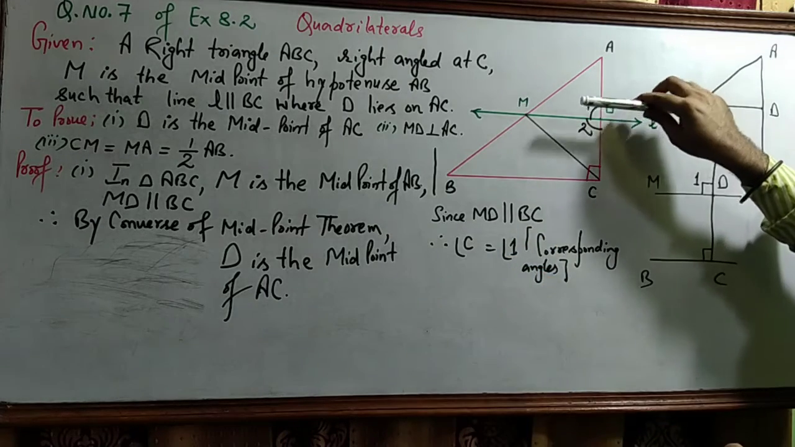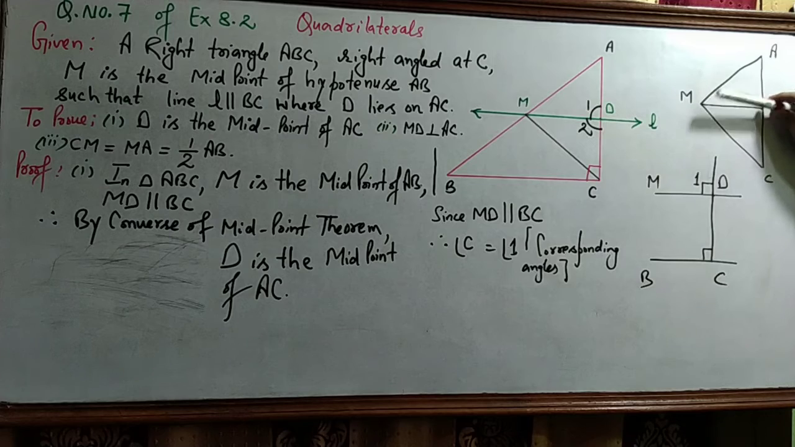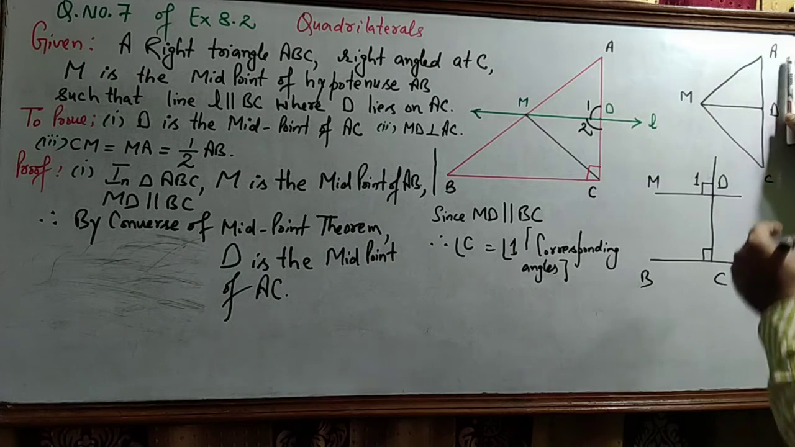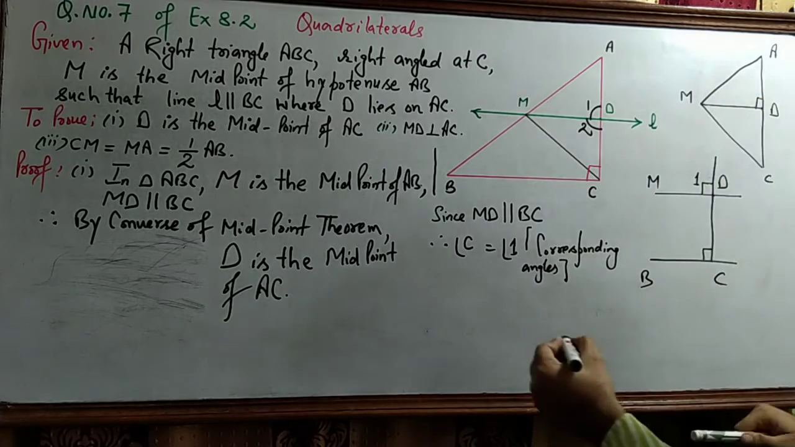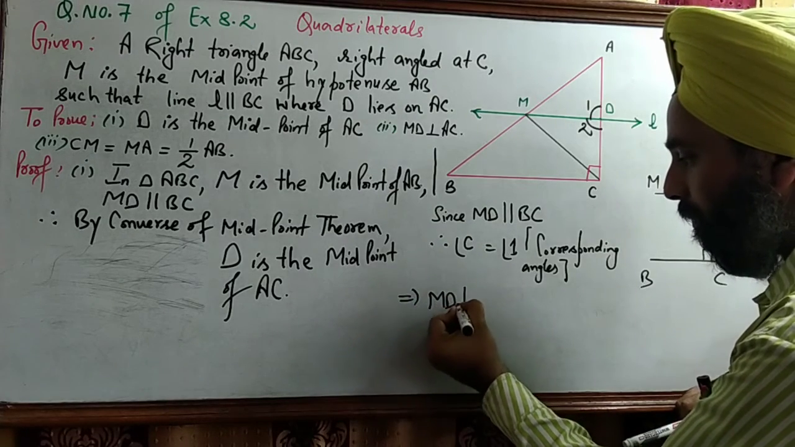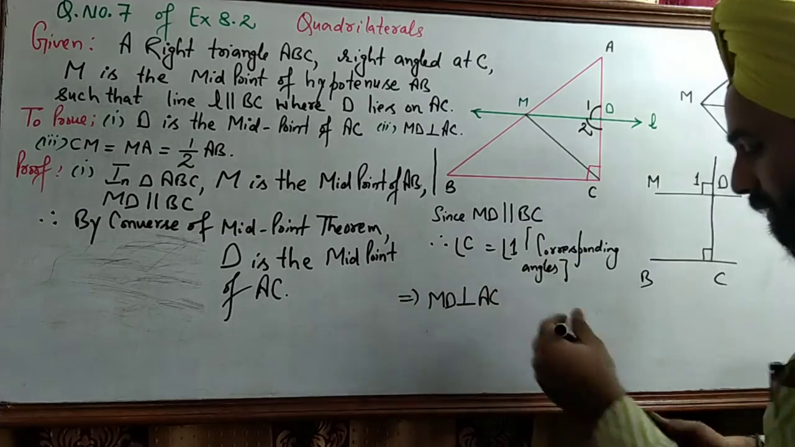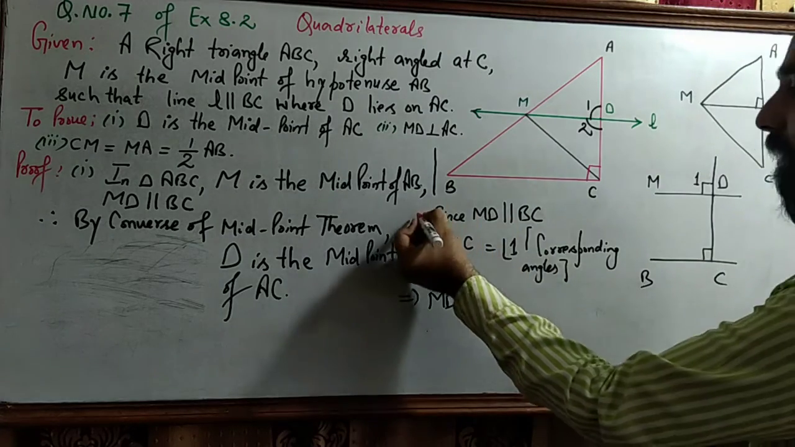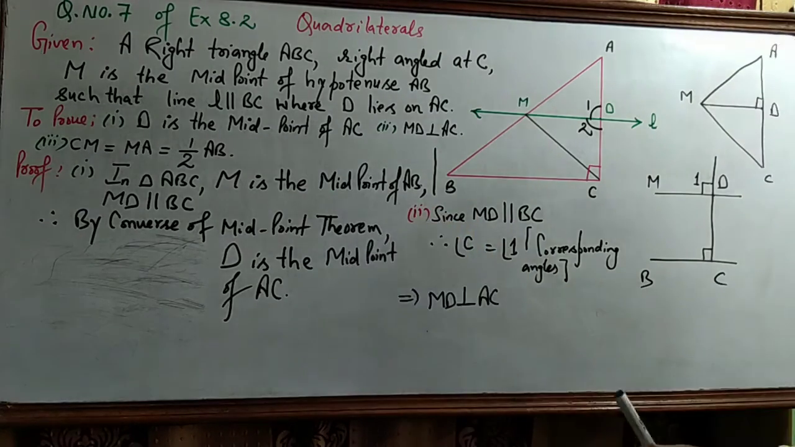Now this angle 90 degree means ये angle 90 degree होने का क्या मतलब हुआ? MG is perpendicular to AC. ये angle 90 degree. MG perpendicular to AC. This one is second part of the question. हमने second part भी prove कर दिया.